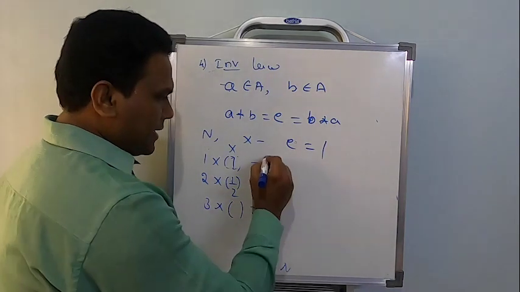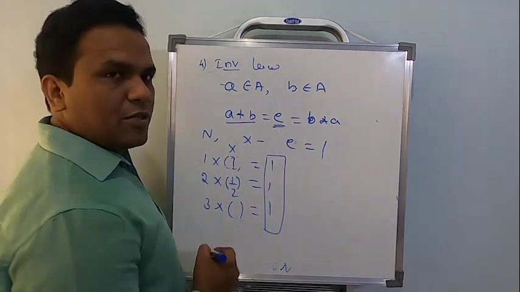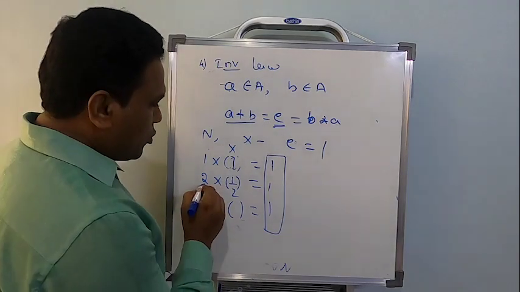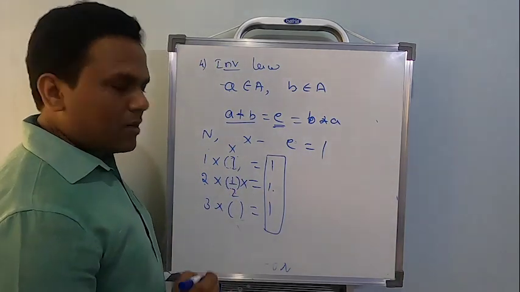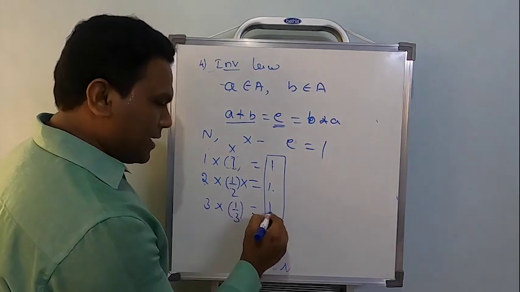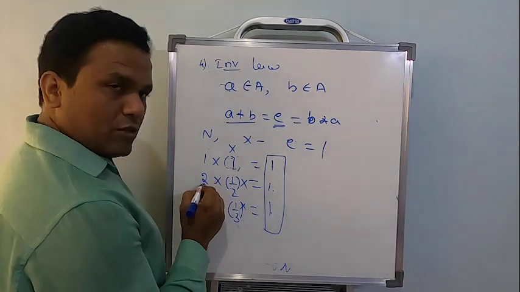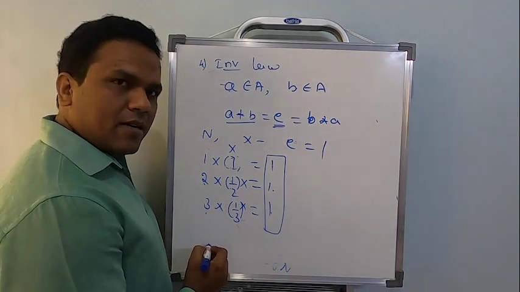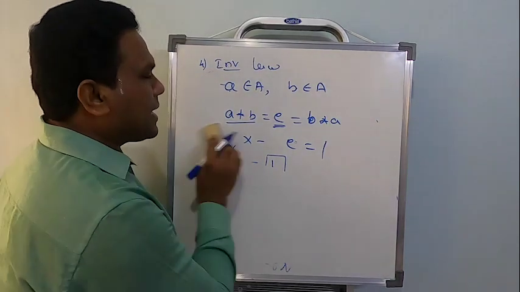See, why I am concentrating here, look at the element. When I do A star B, the resultant element should be E. So 1 multiplied by 1 will be 1, that's fine. But 2 multiplied by 1 by 2 will give me 1, but 1 by 2 is not a natural number. And 3 multiplied by 1 by 3 should give me 1, and 1 by 3 is not a natural number. So what I say is, inverse of 2 does not exist, inverse of 3 does not exist, inverse of 4 does not exist, and so on. Okay, so this is to make you understand the properties.